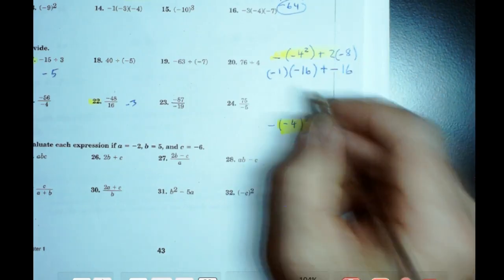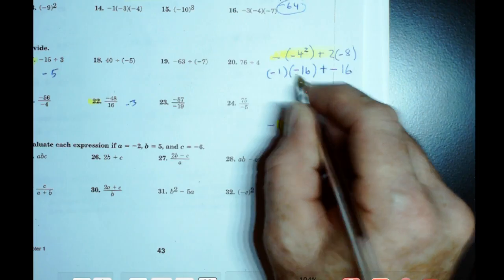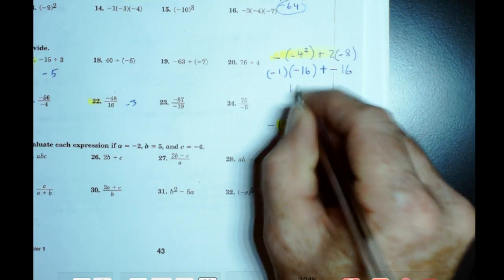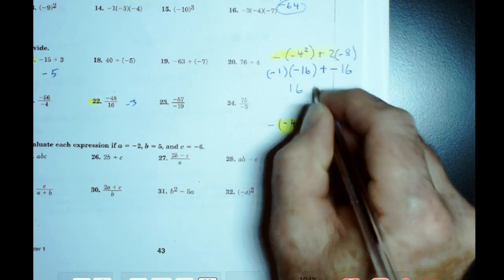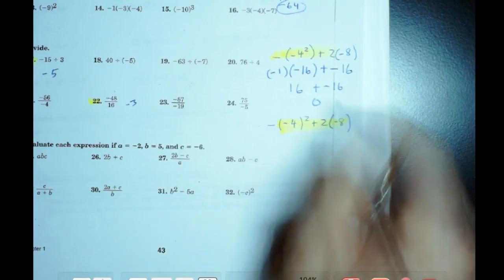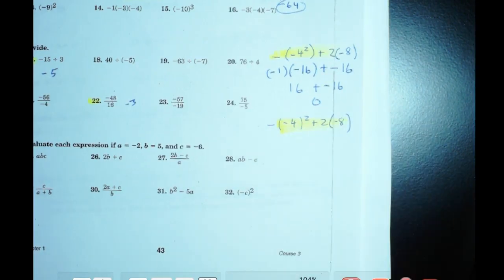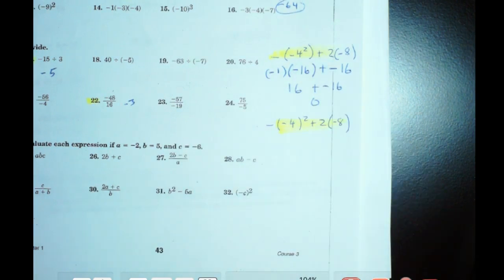Okay, so now I've got negative 1 times a negative 16. Well, that's actually a positive 16, correct? 1 times 16 is 16. 2 negatives make a positive. Plus a negative 16. This equals 0. Again, when the exponent is inside, you do the exponent first inside the parentheses, and then you add in that negative.